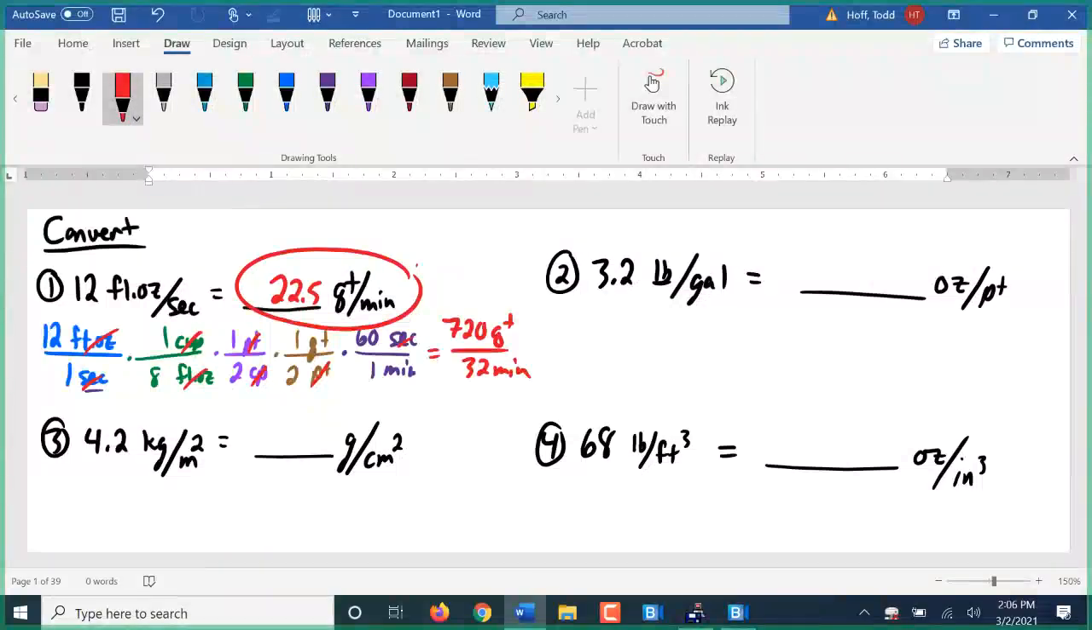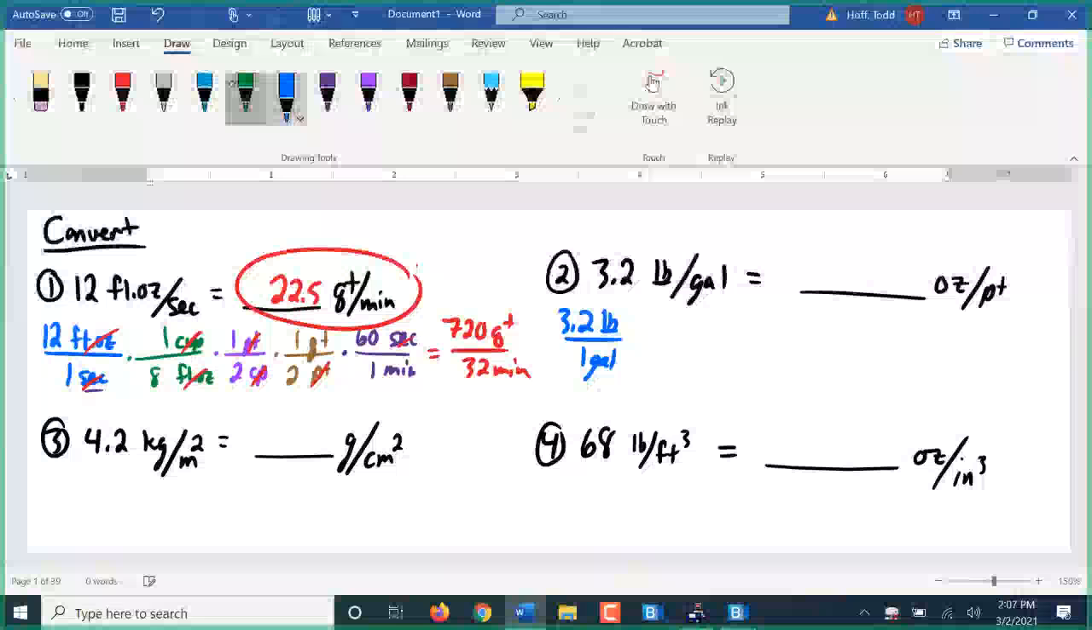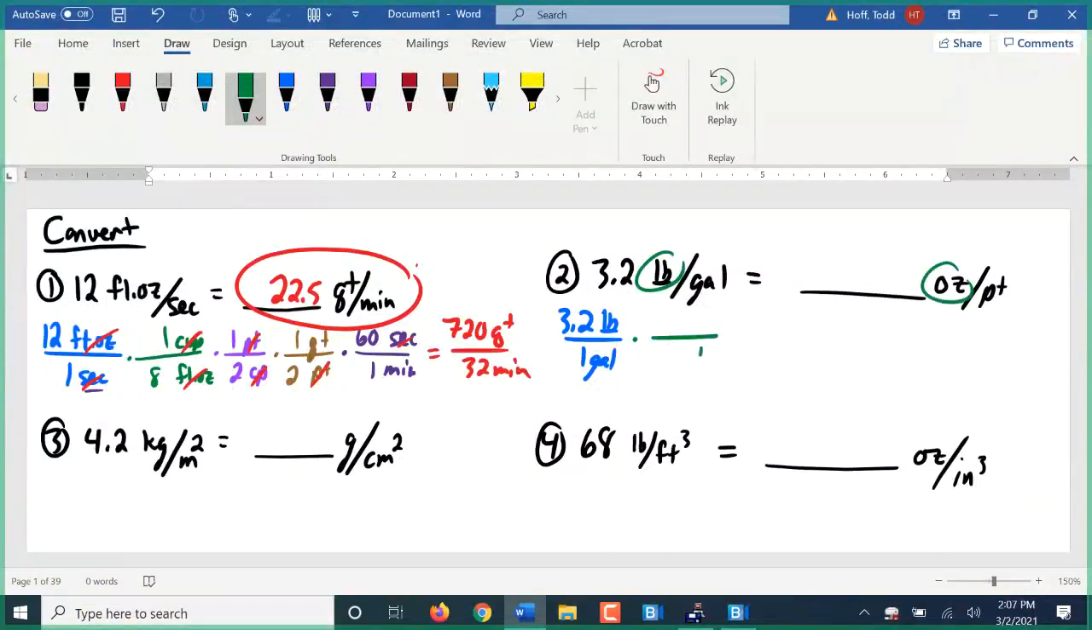Second one, 3.2 pounds per gallon. 3.2 pounds per 1 gallon is what we'll start out with. We get rid of the pounds. We're going from pounds into ounces. We're going to put pounds on bottom. 1 pound is 16 ounces.